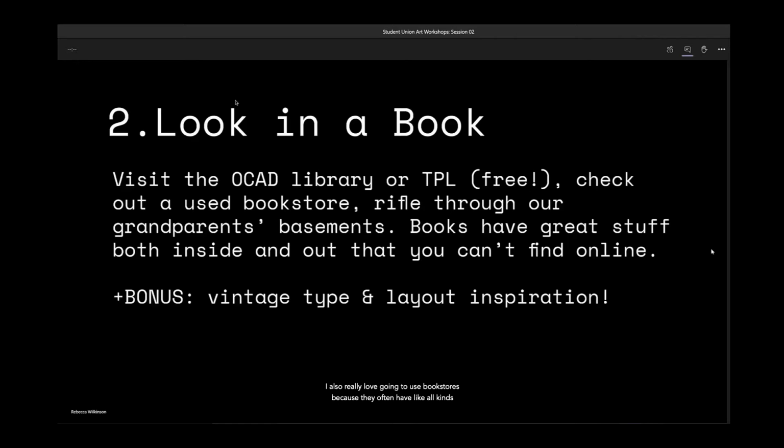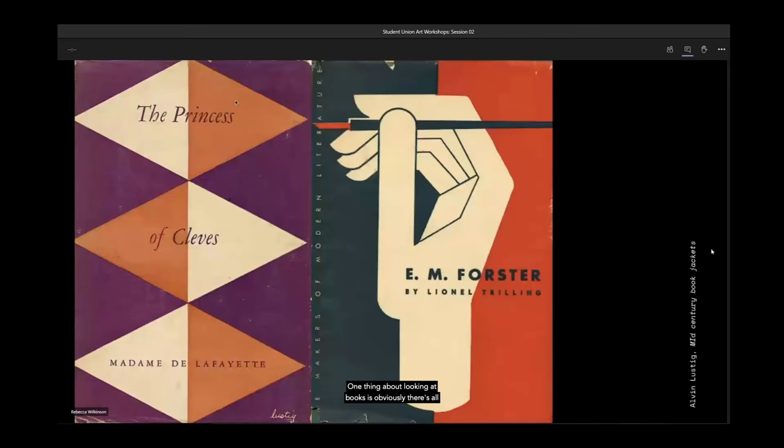I also really love going to used bookstores because they often have all kinds of really cool old books and magazines that are really inspiring. And one thing about looking at books is obviously there's all the material inside of them, but I think the books themselves can be really interesting and inspiring. These are some classic covers by a really famous book jacket designer, Alvin Lustig. Just paperback books that he designed that are super beautiful, really inspiring in terms of graphic language, use of color, even typography. So book covers are a great source of inspiration.